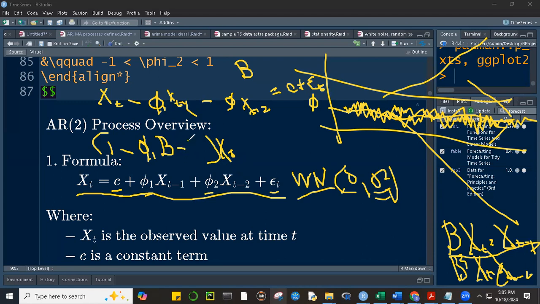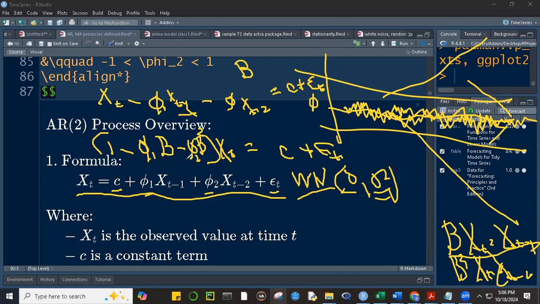And then minus phi sub 2, okay, B squared. Bakit B squared? Kasi class x sub t minus 2 to. Dalawang beses ka magkukuha ng lag, no? B tapos another B. So B times B, B squared yan. Okay, and then this is equal to c plus epsilon sub t. Your white noise. Okay, so that's how you write your AR, or whether it's AR or MA process with a backshift operator.